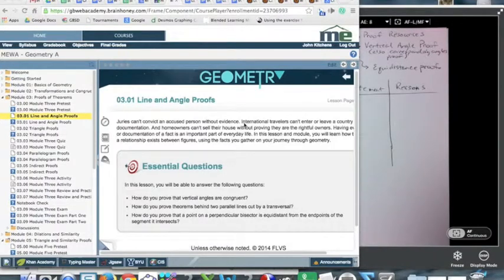This is Mr. Kitchens. Today we're going to cover some geometry proof concepts and related information to help you out. So as you can see right now, I'm in the geometry lesson 3.01. I just wanted to point a few important things out real quick.